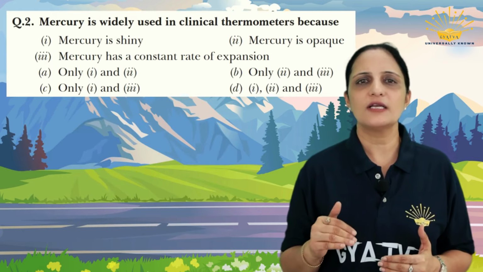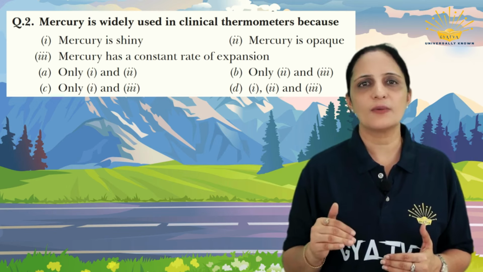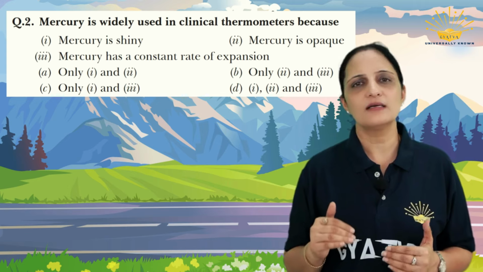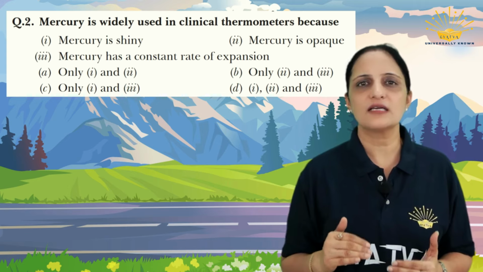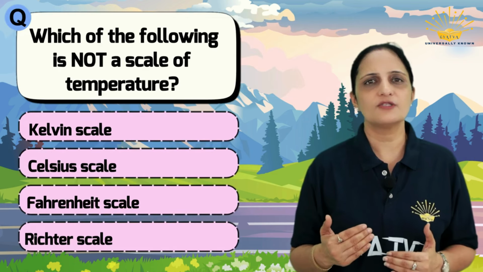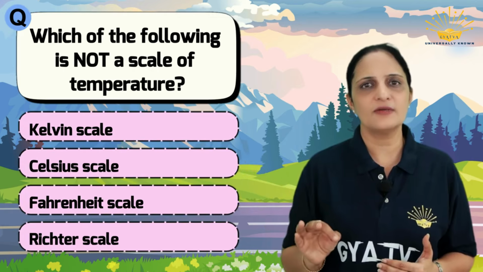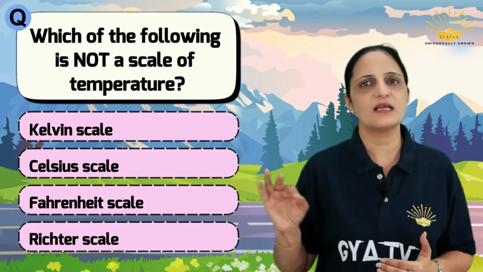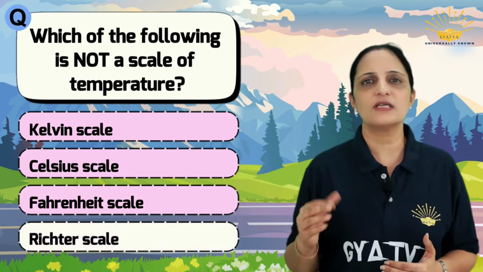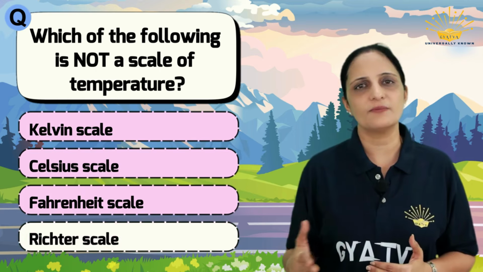Question number 2. Mercury is widely used in clinical thermometers because it is shiny, it is opaque, it has a constant rate of expansion. So both the terms are right, because it does not expand very quickly and it is shiny, so it is readable. Question number 3. Which of the following is not a scale of temperature? Kelvin scale, Celsius scale, Fahrenheit scale, or the Richter scale? I think you are aware the Richter scale is used to measure the intensity of earthquakes. So it is not a scale of temperature.